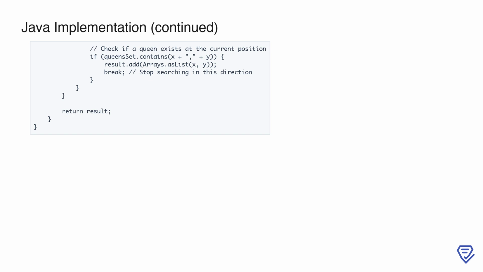Once all directions have been processed, we return the result list, which contains the positions of all queens capable of attacking the king. This completes the implementation of the solution.